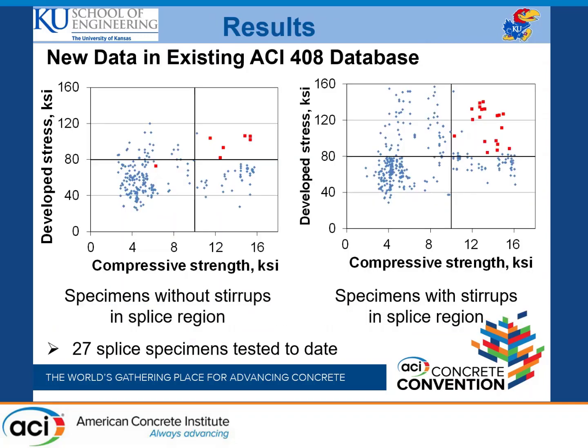So let's discuss the results. These two charts are similar to what I explained before, but the red dots represent new data from our research. We have several data for the specimens we tested in the splice region, but we will be adding more data because this is research in progress, so we'll have more data for the specimens of other students also. Today we have tested 27 splice specimens.